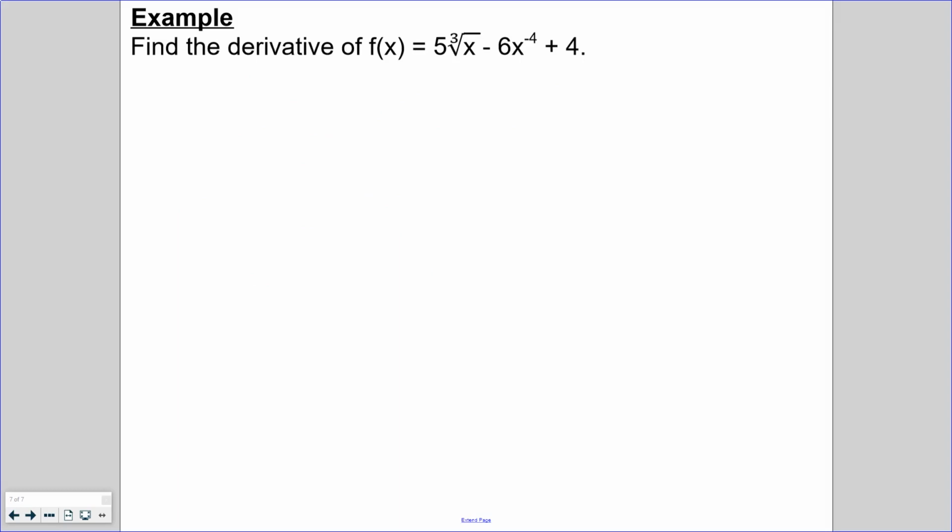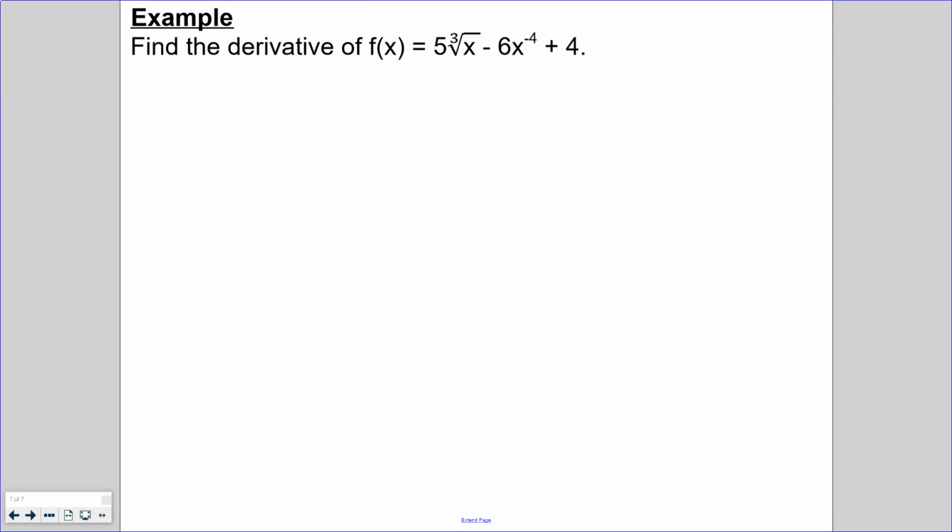And last but not least, we want to find the derivative of f of x is equal to 5 times the cube root of x minus 6x to the negative 4th plus 4. So lots of fun stuff in here from previous videos. Alright, so again, we know that we can take the derivative of each individual term here because it is the sum.